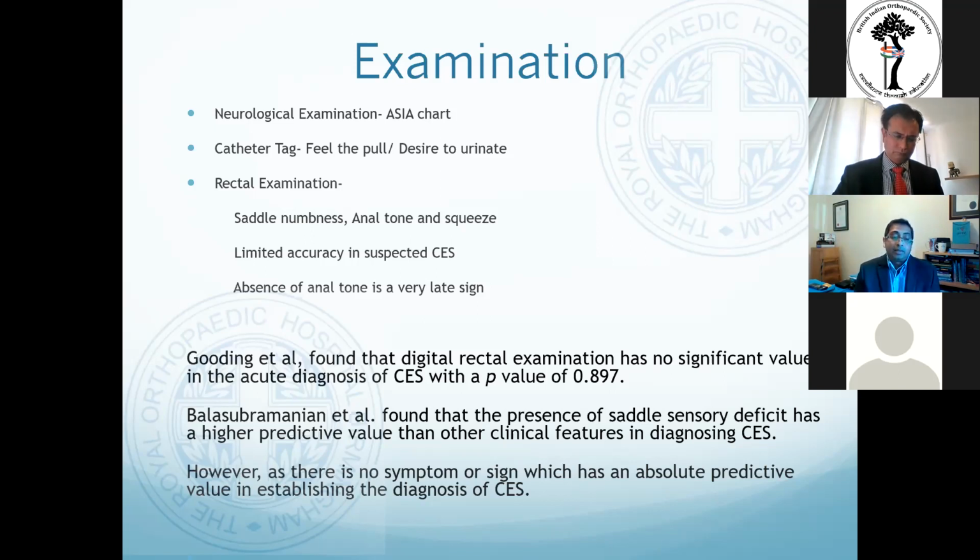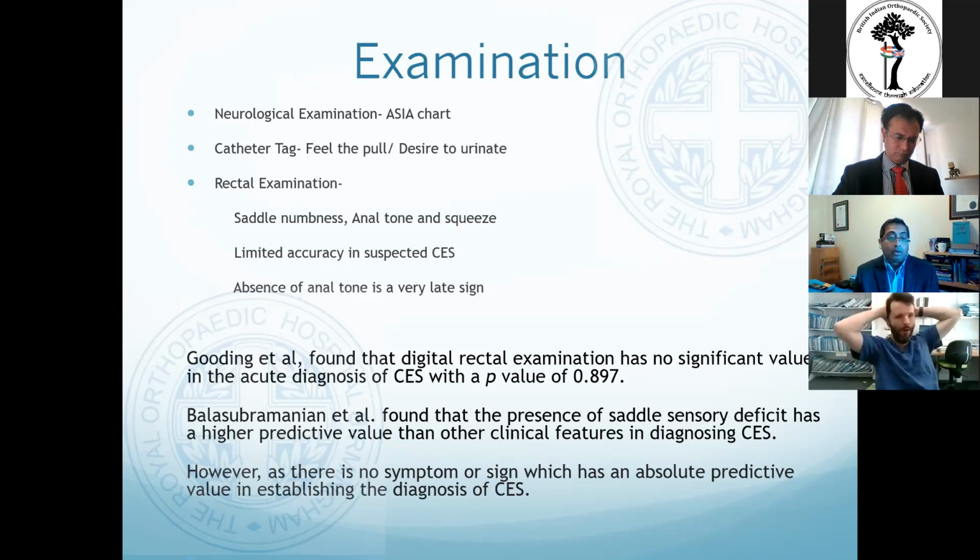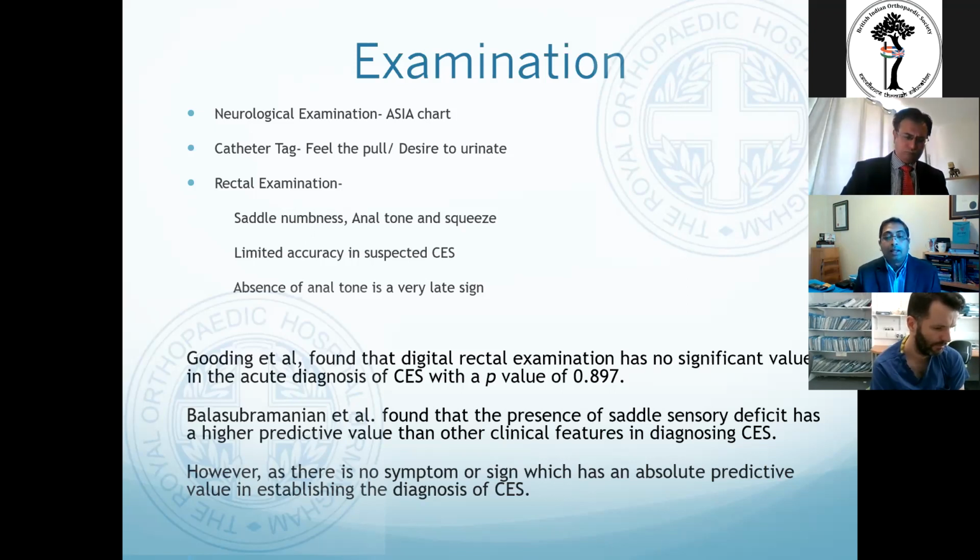Various studies have been performed to check the accuracy of the DRE. There's one paper, Gooding, which found that it has no significant value in acute diagnosis of cauda equina syndrome. The p-value is quite low. Balasubramaniam is again a nice paper, which found that the saddle sensory deficit has a higher predictive value than any other clinical feature in the diagnosis of CES. But we should remember that no single sign or symptom has absolute predictive value in establishing the diagnosis of cauda equina syndrome. All these signs and symptoms act as an adjunct to our diagnosis.